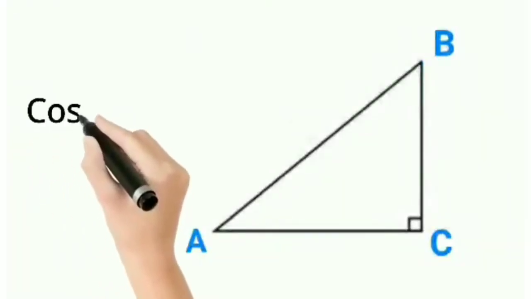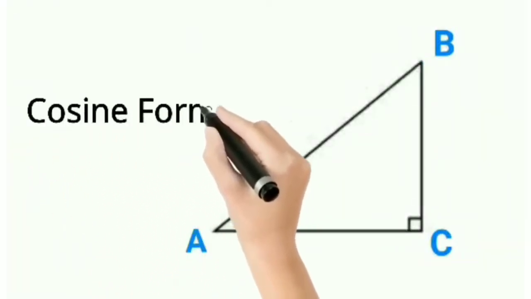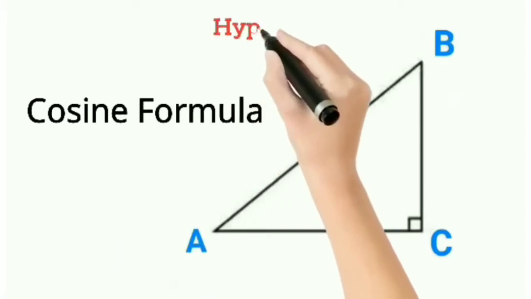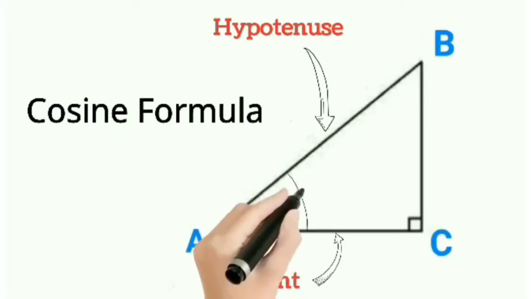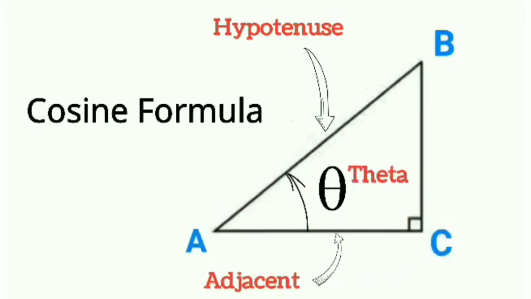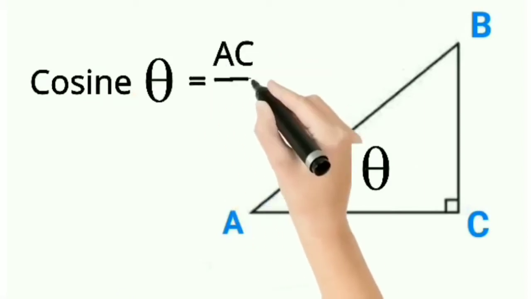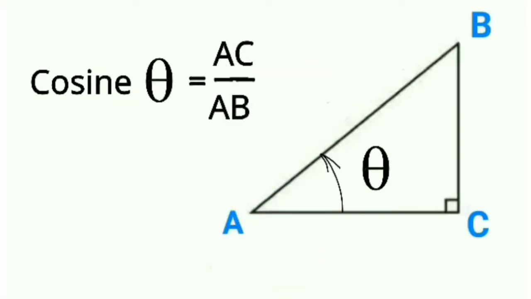How to solve a right triangle using cosine formula. As shown in the right triangle, let AB be the hypotenuse side while AC is the adjacent side of angle theta. Thus, the formula is cosine of an angle is equal to adjacent side divided by hypotenuse side.